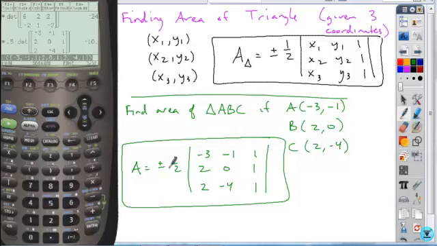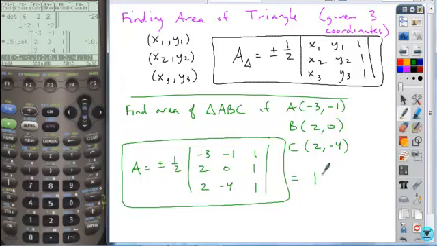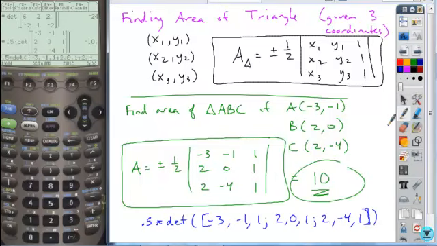So again, the plus or minus just means you need the area to be a positive value. So I'm going to multiply that by a negative to get that positive number. And so my answer winds up being 10. So that would be the form that you'd enter.